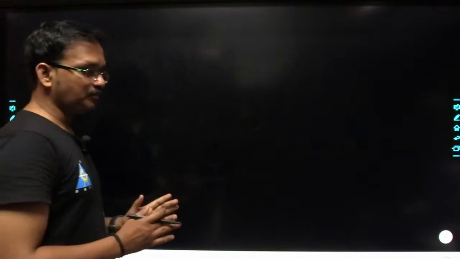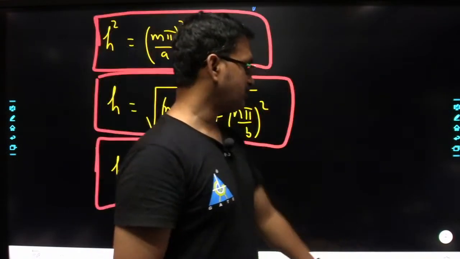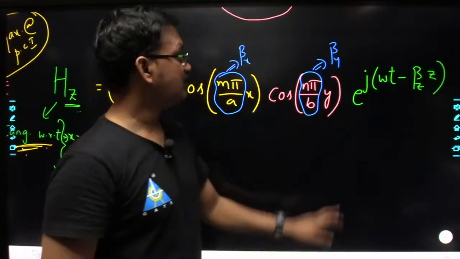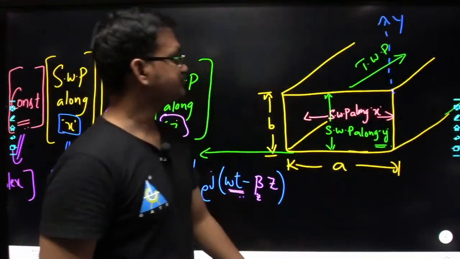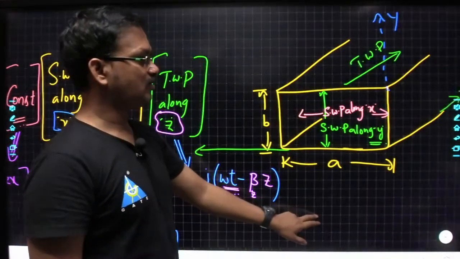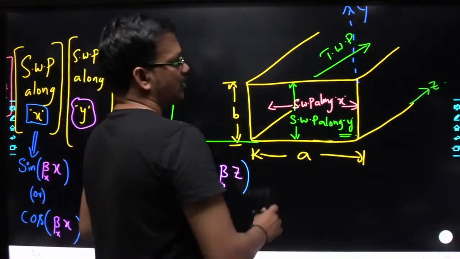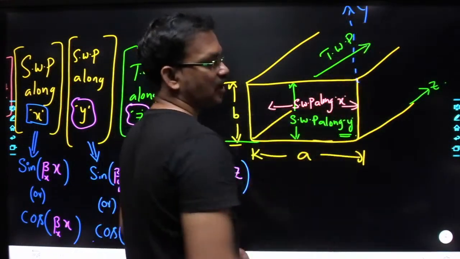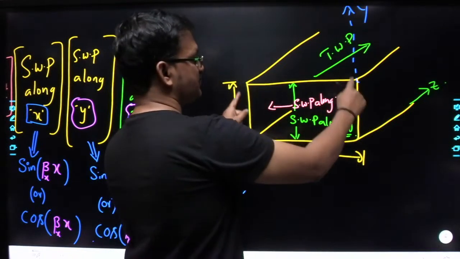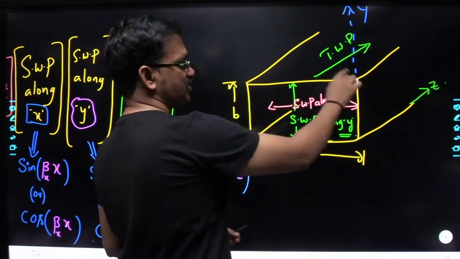If the field components are perpendicular to the net propagation direction, we call them transverse field components. The components that are along the net propagation direction, we call longitudinal field components. If you consider the rectangular waveguide, the traveling wave pattern is along the Z direction.